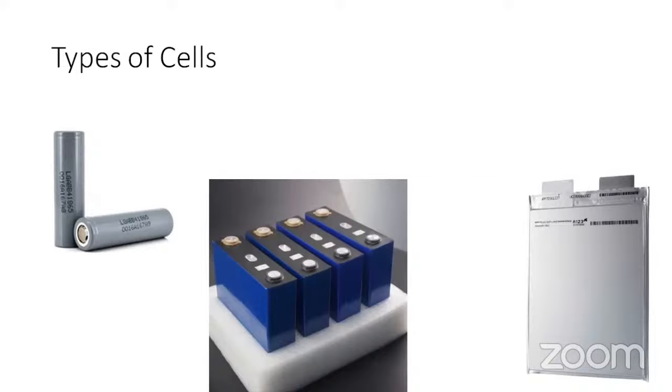Form wise, we do have three types of cell: cylindrical cell, prismatic cell, and pouch cell. Depending upon the space requirement, you select one of the cells. All the cells have some pros and cons. Cylindrical cells come with higher energy density. The plus point with cylindrical cells is that in any space, whether it is a triangular space, a trapezoidal space, or a circular space, you are able to fit the cylindrical cells.